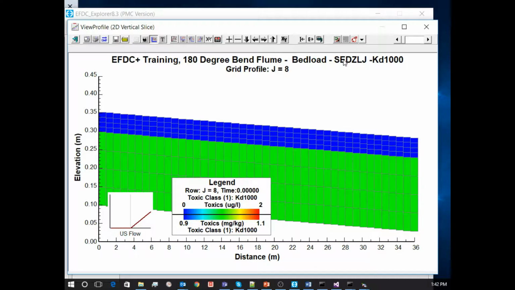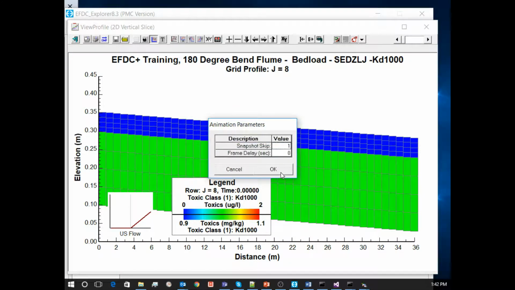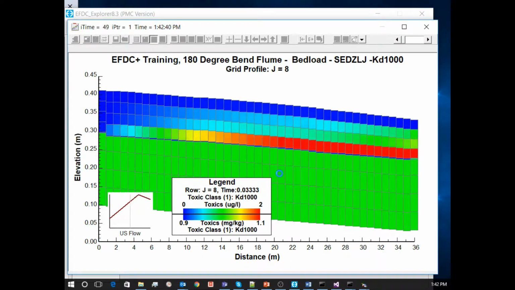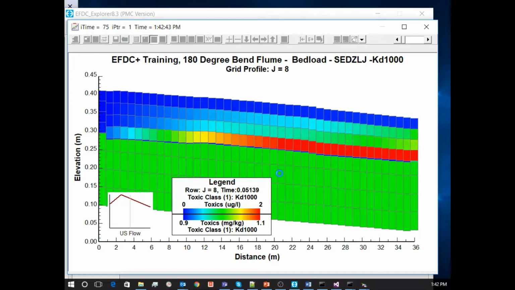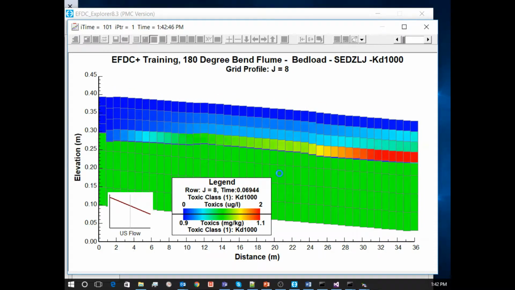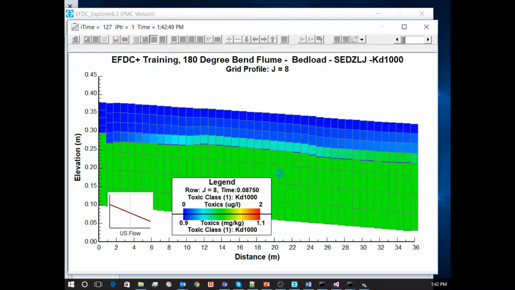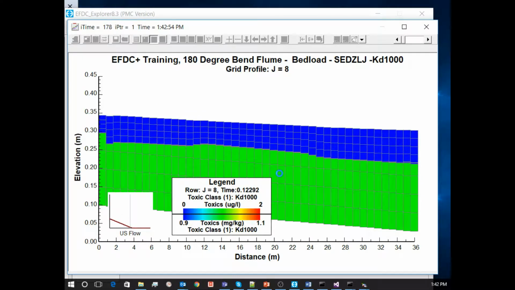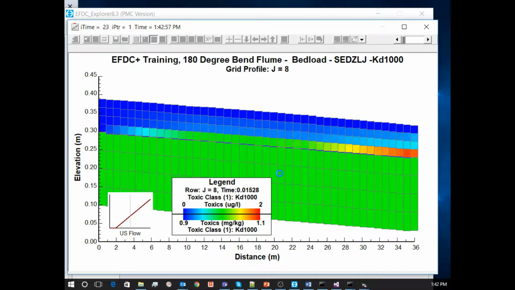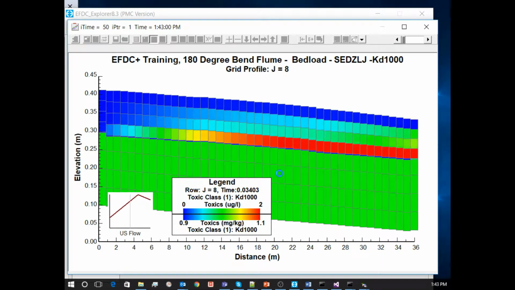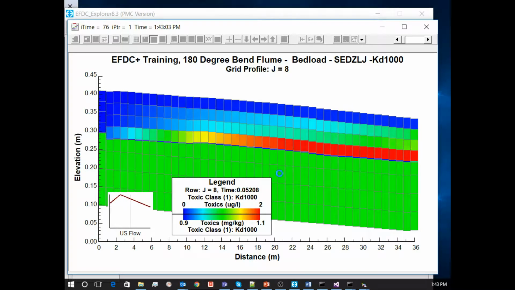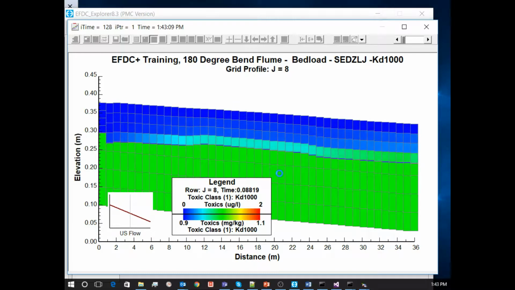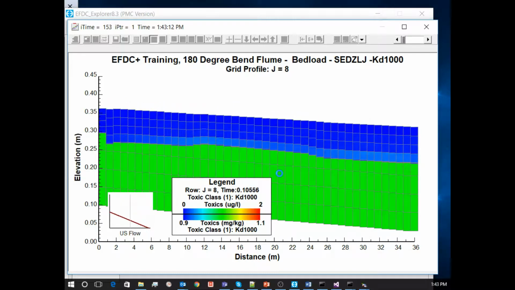8, view, animate. Yep, that's behaving more as expected. Still, as I was saying, you'll still see a little bit of deviation away from one right at the active layer where there's such thin sediments that it kind of varies a little bit. But any kind of more typical layer thickness, it basically just kind of hangs right at 1 milligram per kilogram.